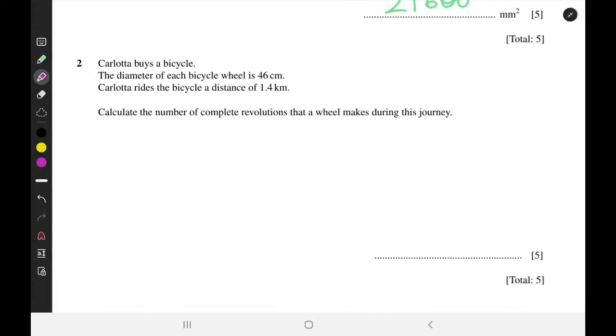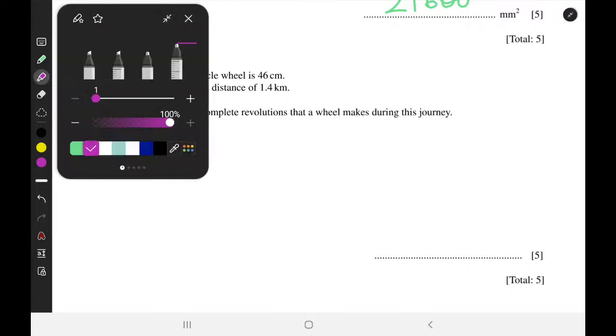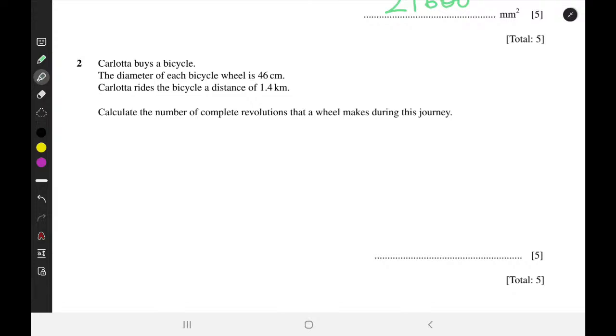The question is, Carolina buys a bicycle. The diameter of each bicycle wheel is 48 centimeter. All right, so this is vital information for us. And we're saying Carolina rides the bicycle a distance of 1.4 kilometer. He's saying calculate the number of complete revolutions that a wheel makes during the journey.